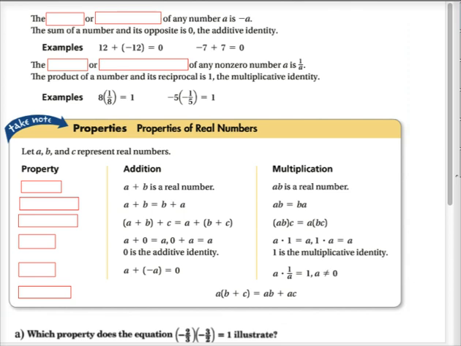Moving right along. So we've talked about comparing and graphing real numbers. Now we're going to talk about the properties of numbers. So for example, the opposite or additive inverse of any number is the negative of that number. So for example, the opposite or the additive inverse of 12 is negative 12. The opposite or additive inverse of negative 7 is 7. When you add the two additive opposites together, you're going to get 0.